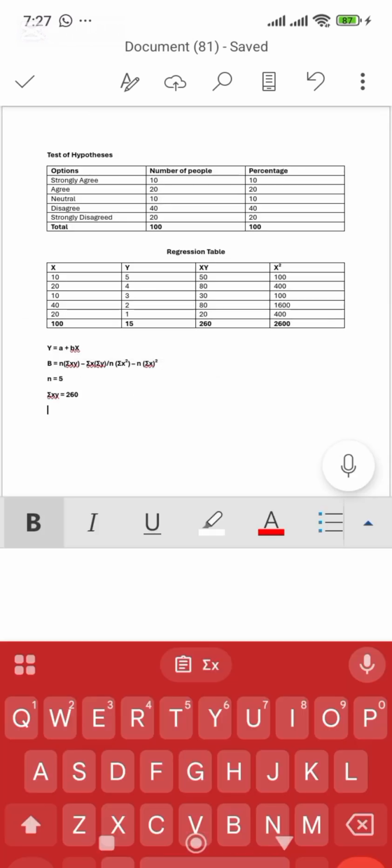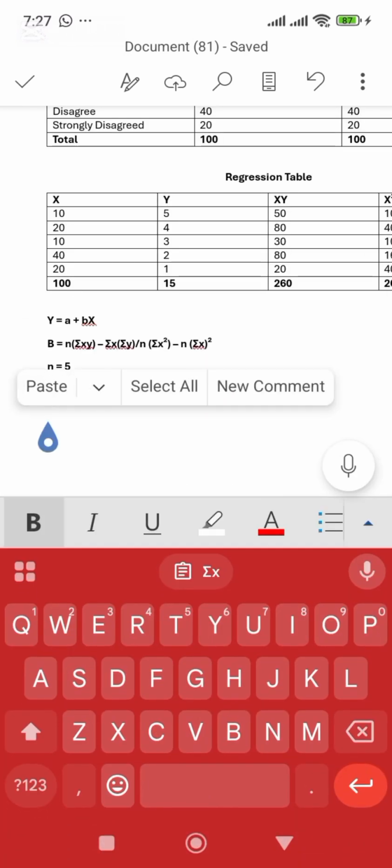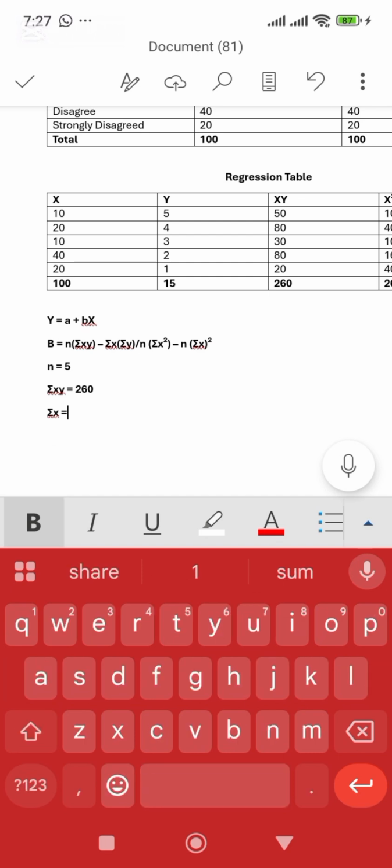Σxy, you can see it's there. It's 260. That is why I put 260. If you check it, the total is there. Remember that summation, that Σ, is total.